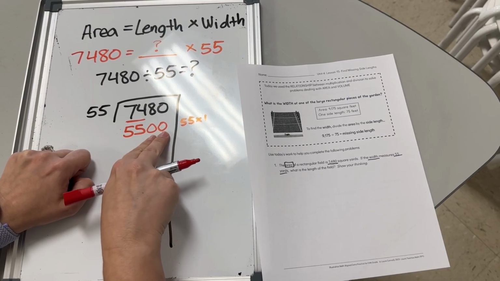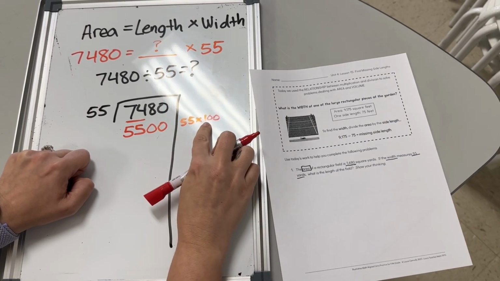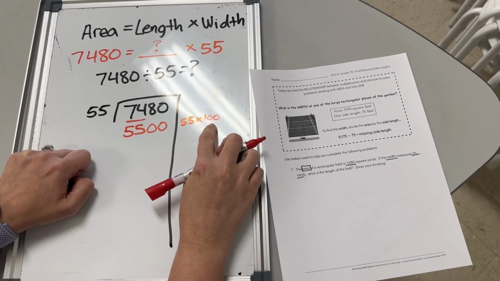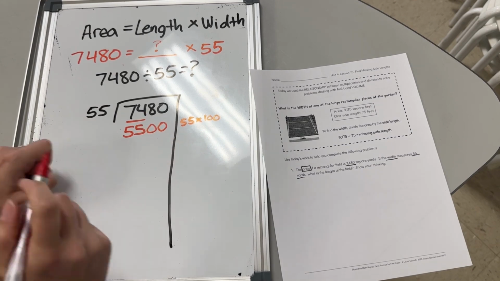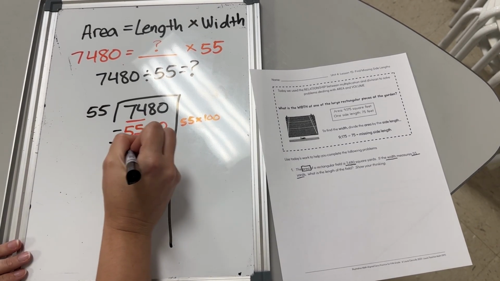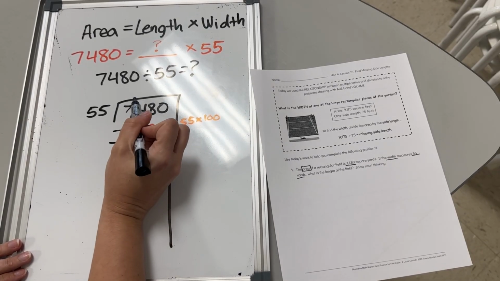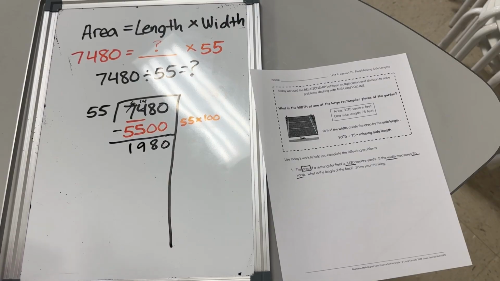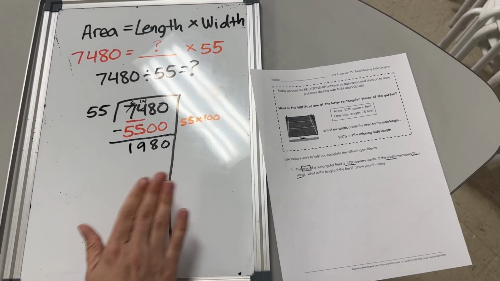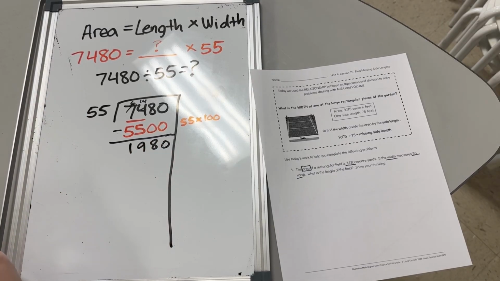But because I put two zeros here, it means over here in my equation, I have to put two zeros onto the one that I was multiplying, making it 100. So 55 times 100 is 5,500. Now I can go ahead and subtract that. Can't do 4 minus 5, so I'll turn this into a 6 and this into a 14. And then I'll get 9 and 1. I have 1,980 left over.